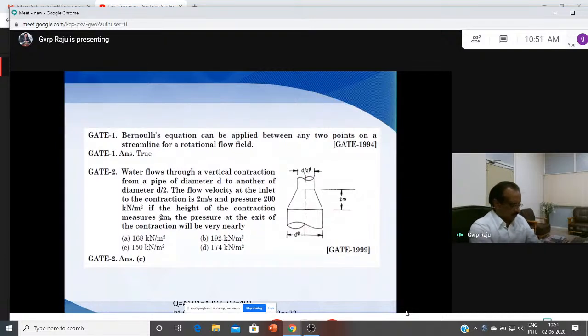Then go to objective questions. These objective questions will cover both Bernoulli's equation and applications of Bernoulli's equation, and also the momentum equation. So we have completed two chapters.